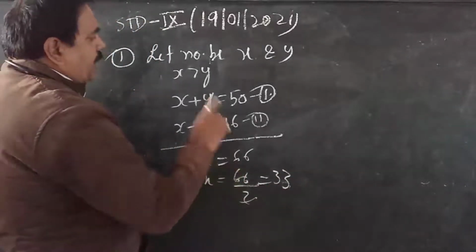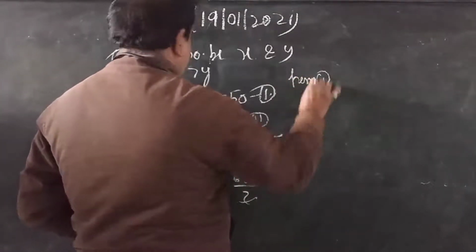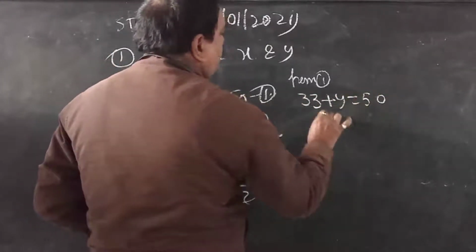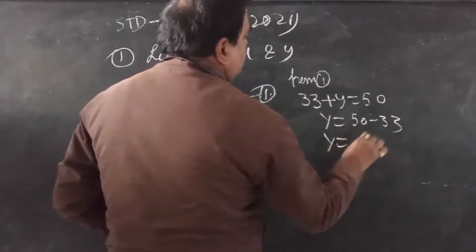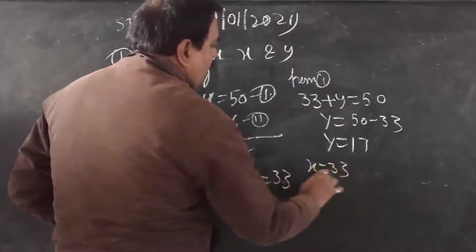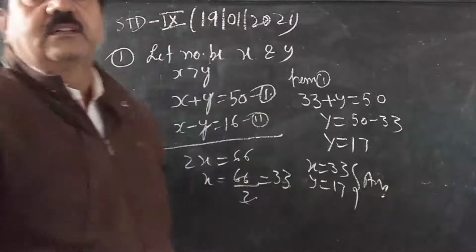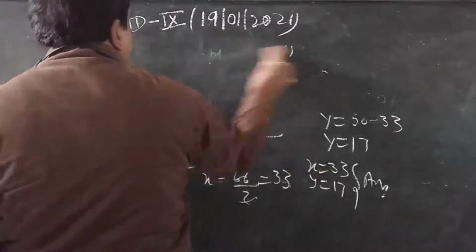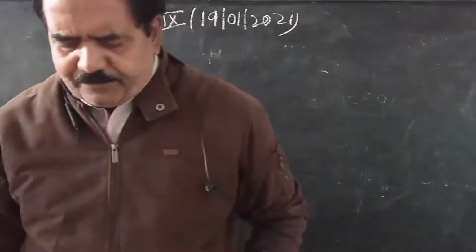Right. Put this value of x in any of the equations, either first or second. So from first, x, 33, plus y is equal to 50. So y is equal to 50 minus 33. So y is equal to 17. So the answer: x is equal to 33 and y is equal to 17. This is our answer. Right. So according to the statement, you have to write the equation. For this, you have to read the statement carefully.